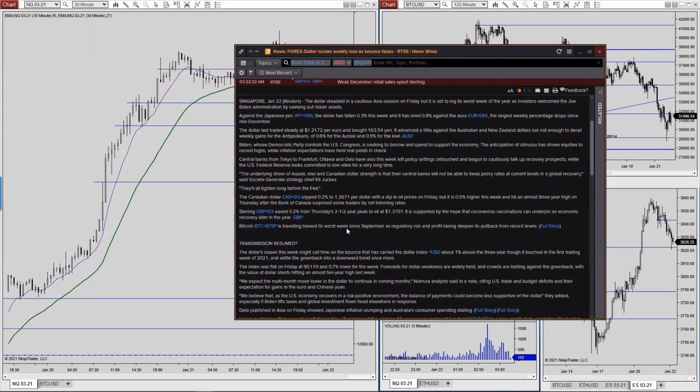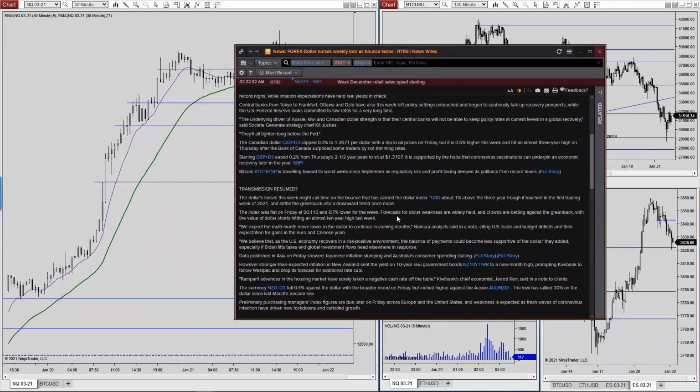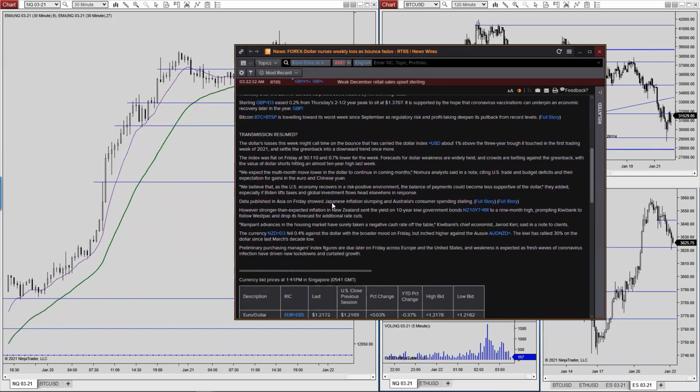The Canadian dollar slipped with a dip in oil prices on Friday. Sterling eased from Thursday's 2.5-year peak. The dollar's losses this week might call the time on the bounce, and the dollar index is above the 3-year trough it touched in the first trading week of 2021. The index was flat on Friday at 90.11 and 0.7% lower for the week.